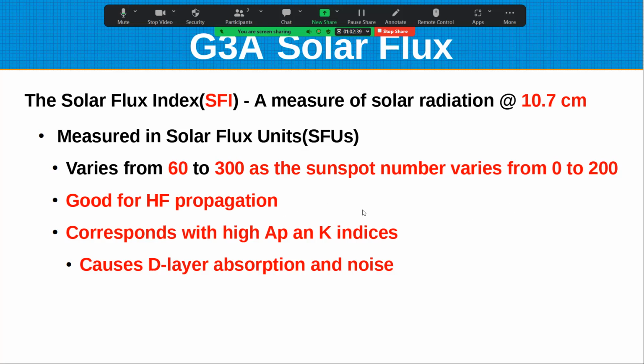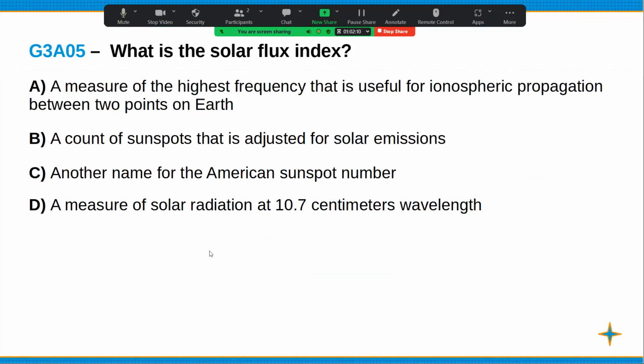It's good for HF propagation, and it says it corresponds with high A and K indices, although I thought lower indices were better. And it does cause more D layer absorption, so daytime propagation on the lower bands is going to be worse. So what is solar flux index?